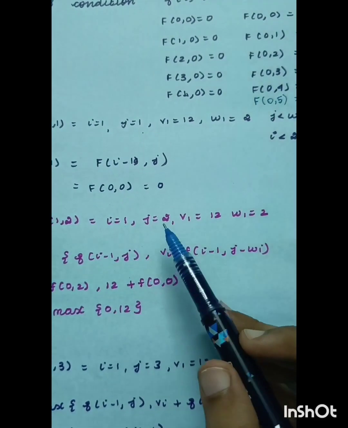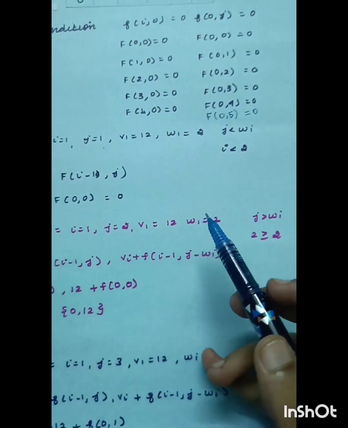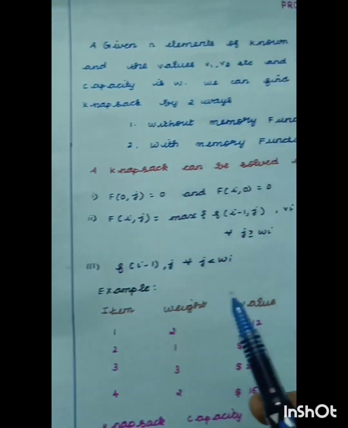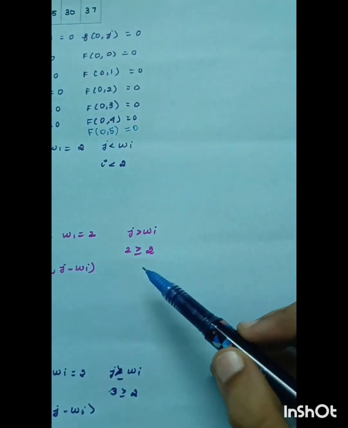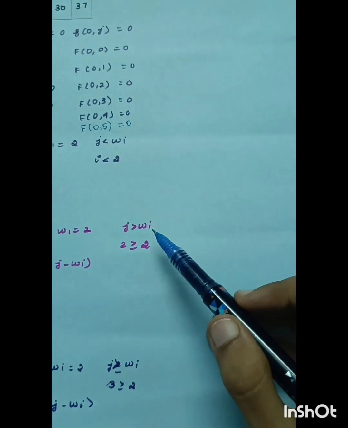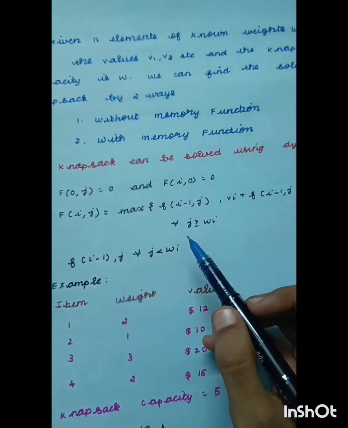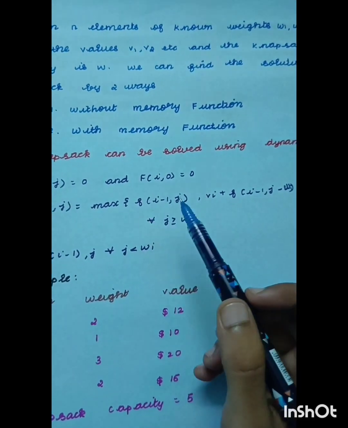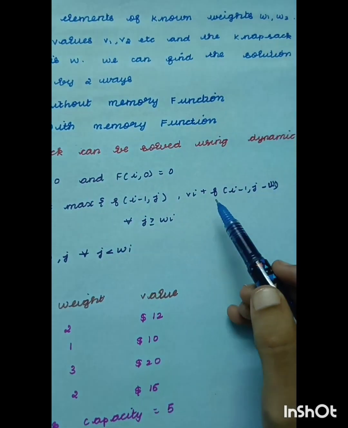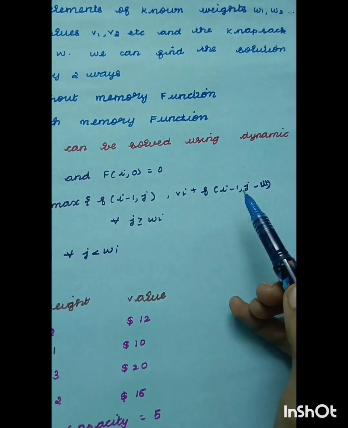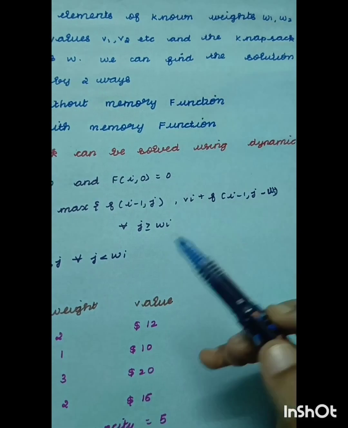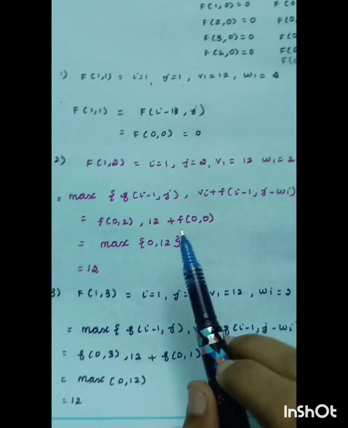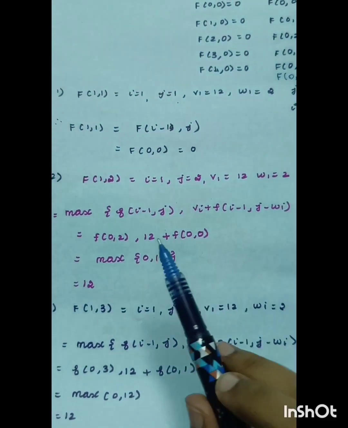Now we have to check the j value and w value. If j value is greater than w value, we have to use the second formula. Here j value is greater than or equal to w value. So we have to use the formula f of i, j equal to max of f of i minus 1, j, vi plus f of i minus 1, j minus wi for all j greater than or equal to wi. So we substitute the values in the given formula.